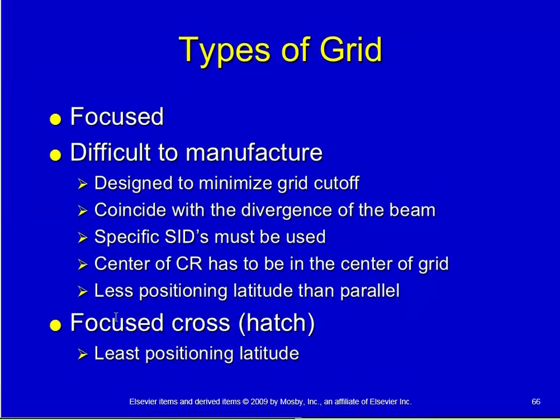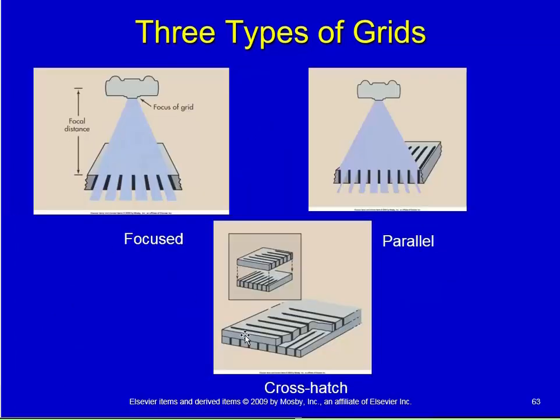If you have a focused crosshatch, then you combine the problems of a focused grid with a crosshatch. With a crosshatch, you can't angle in any direction. With a focused crosshatch, your positioning over the grid has to be spot on. It can't be off in any possible way.